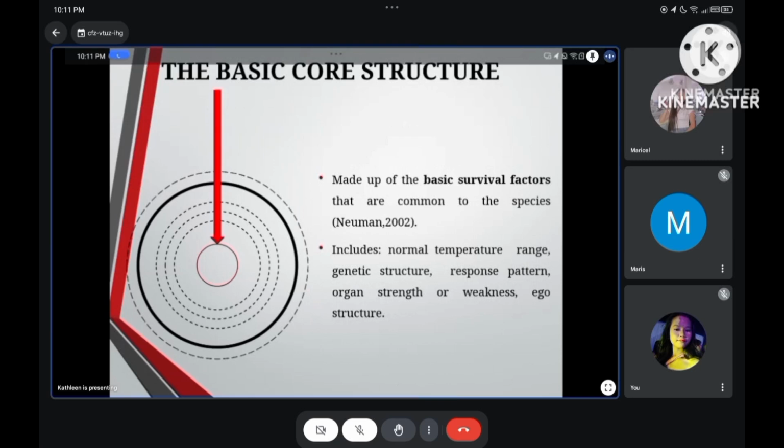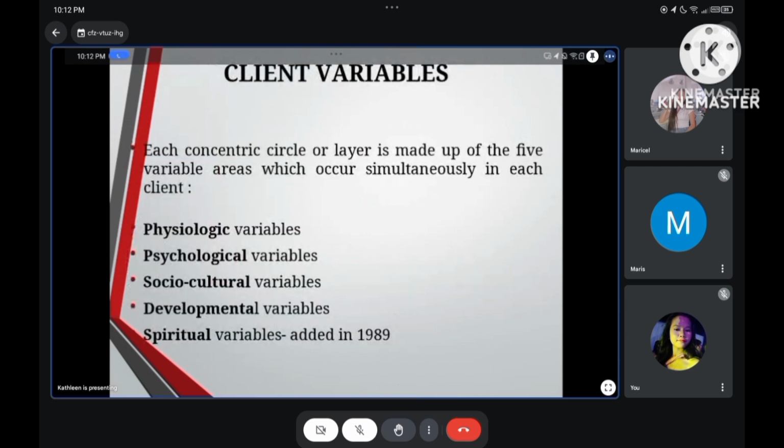Muscle range, genetic structures, response pattern, organ strength or weakness, ego structures. The client variables. Each concentric circle or layer is made up of the five variable areas, which occur simultaneously in each client.